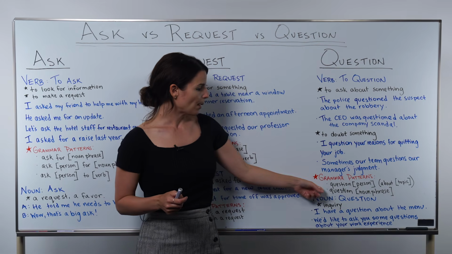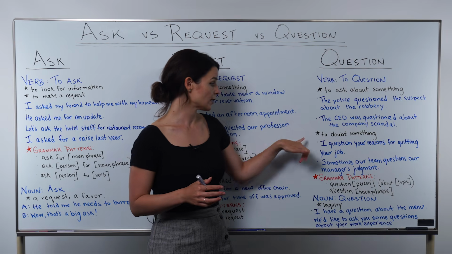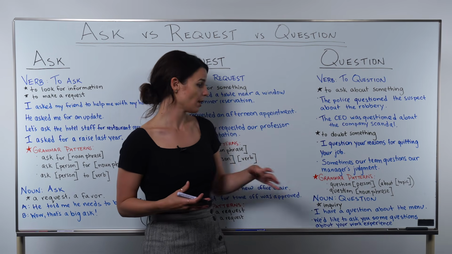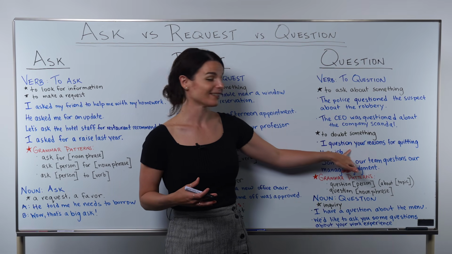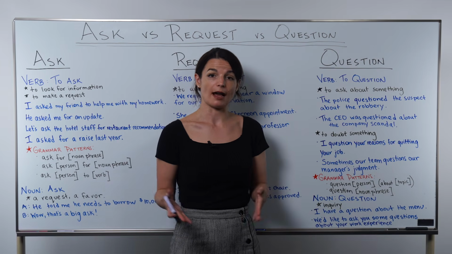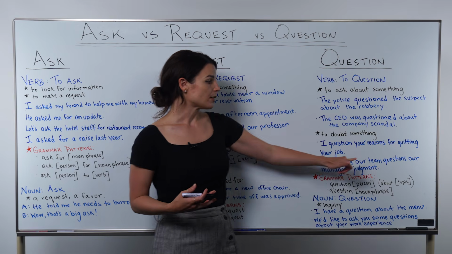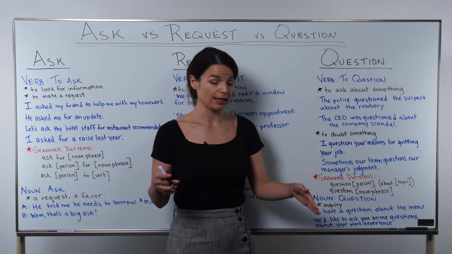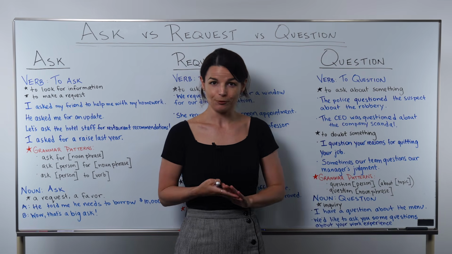Okay, the second pattern that we see is just question and noun phrase. So that's used in this situation when we want to express our doubt about something. Question plus noun phrase. In this situation, in this sentence, we see I question your reasons. So your reasons is the noun phrase. So I doubt your reasons. In the second example, our team questions our manager's judgment. Our manager's judgment is the noun phrase here. So this is the pattern that we use to express doubt.